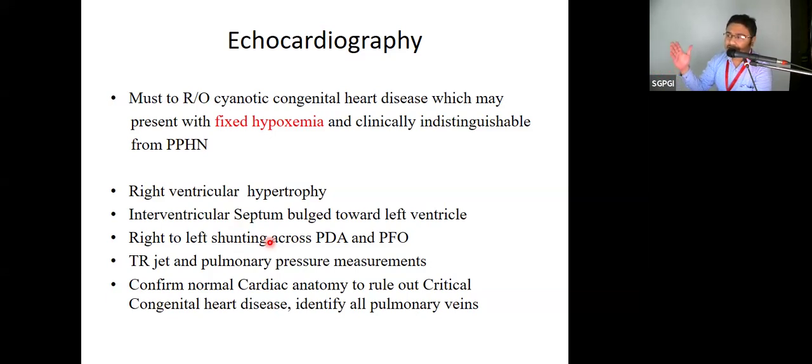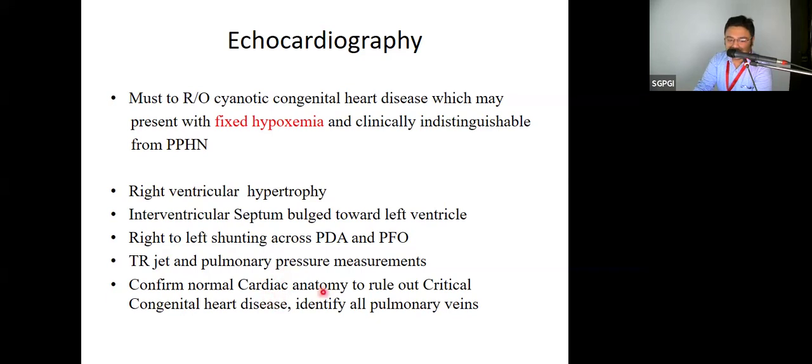Usually, as we have learned from the previous classes, once the baby is born, due to oxygenation the pulmonary vascular pressure drops and the shunting is from left to right. In PPHN that changes: there is a reversal of shunt from right to left, and this right-to-left shunting is responsible for the baby having hypoxemia. The fourth classical finding is the tricuspid regurgitation jet. And then we have several pulmonary pressure measurements, which I'll be talking about.